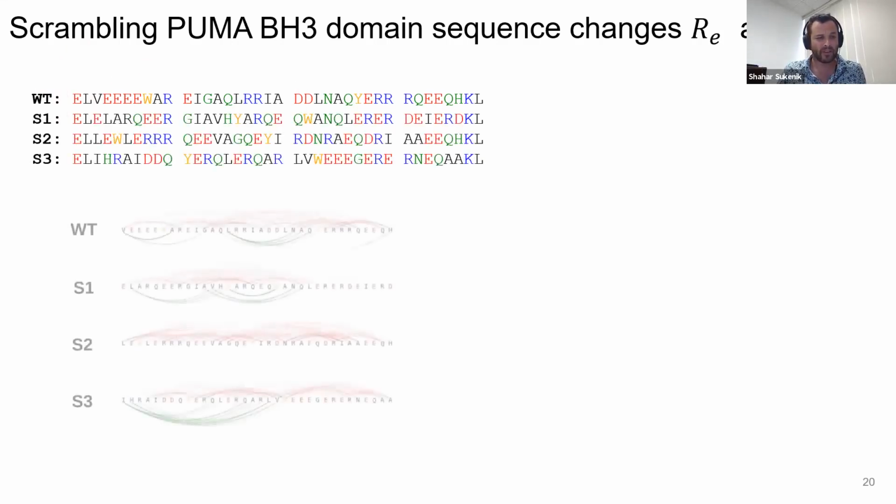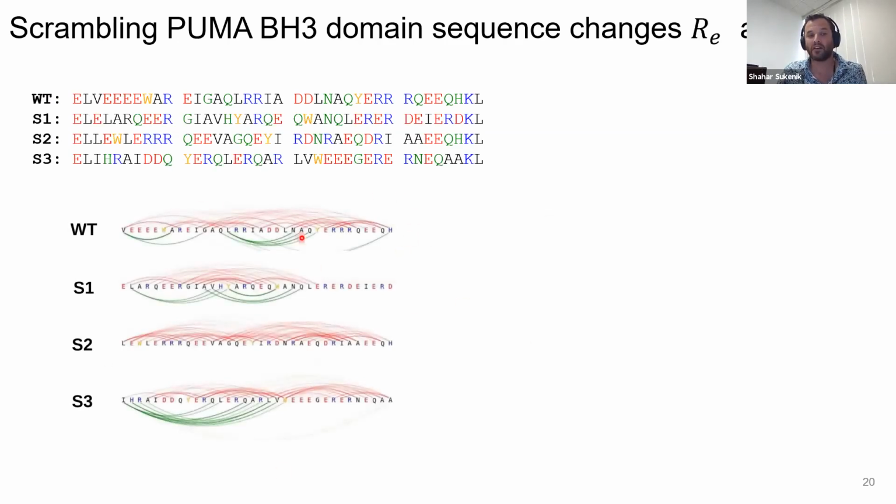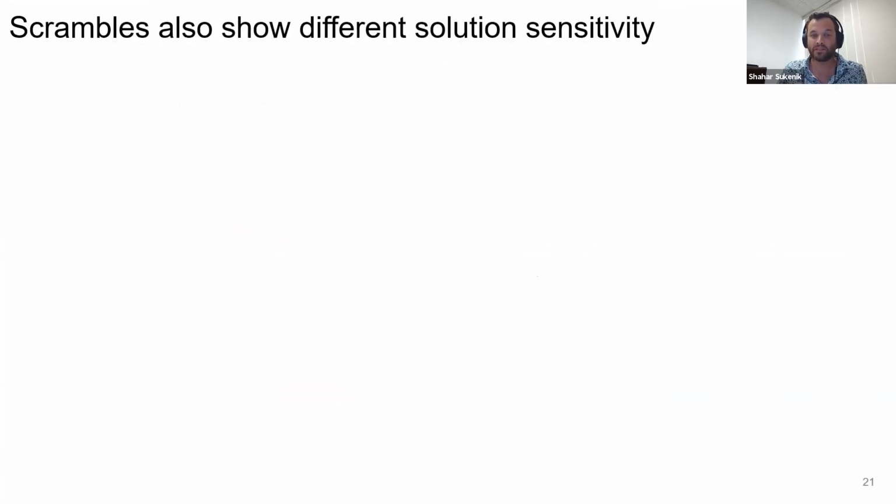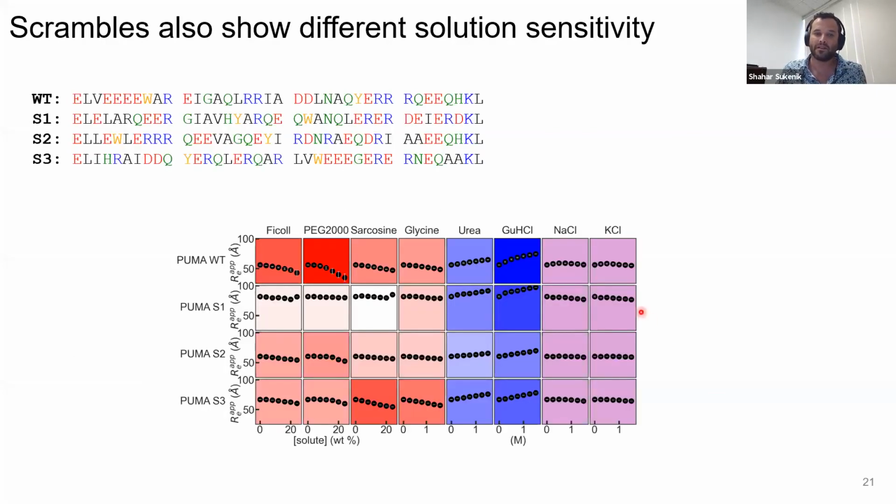We scrambled it up. Our visualization implied that the long-range interactions differ dramatically between the different sequences. And what we did next is we repeated these correlated FRET and SAXS experiments. What we see is the wild type here, and then the three scrambles here. And even though the amino acid composition is exactly the same, the length is exactly the same, we get very, very different behaviors of RE and RG. So not only that, but the scrambles also show very different solution sensitivities. So if we do our solution space scan, which is now a little bit more limited, but once again, we see that, for example, the wild type has a very high sensitivity to crowding and denaturant, whereas some of the scrambles are essentially unaffected by anything.